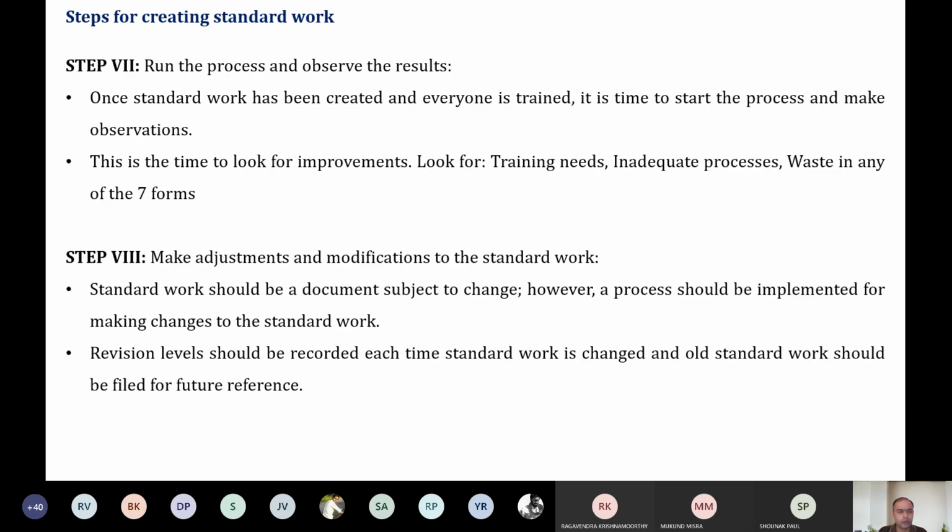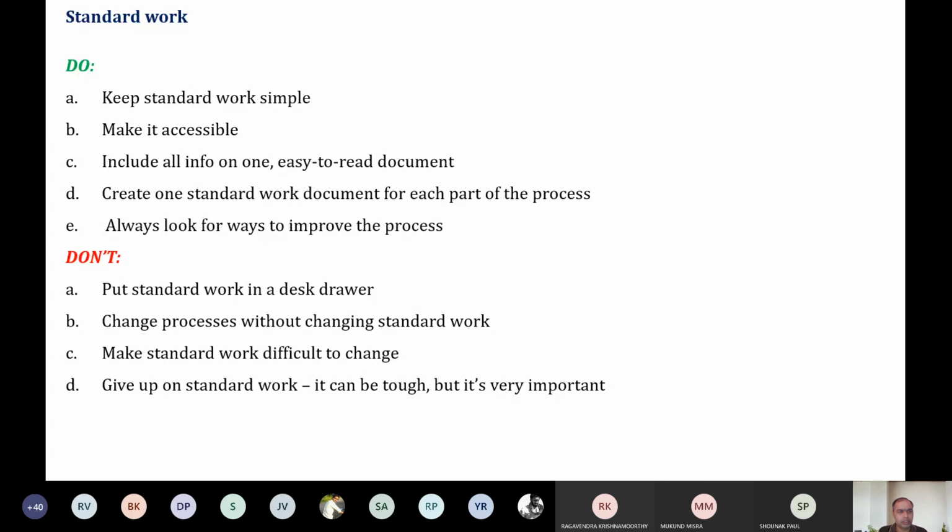Then after that, you make it the new normal, as the standard operating procedures. Then what to do? You keep standard work simple, make it accessible, and make the standard operating procedures a readable document that is accessible to everyone. Explain each part very clearly, and always welcome suggestions for improvement. You should welcome contributions from your employees for improvement.